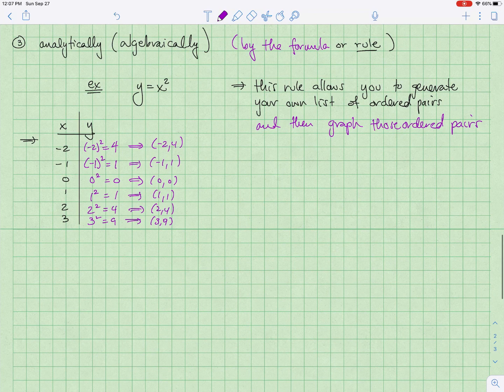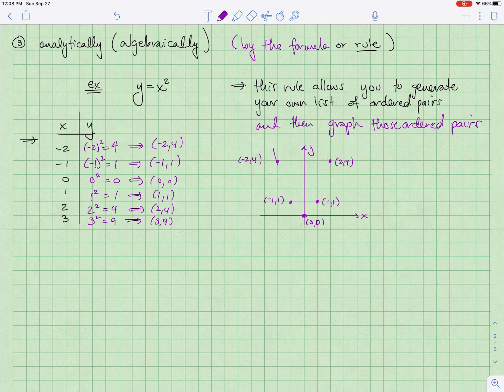So we might be able to plot those here. Let's see. Here's the x-axis, here's the y-axis. One of my ordered pairs is 0, 0. One of them is 1, 1. Negative 1, positive 1. Not sure why I wrote it like that. 2, 4. Negative 2, 4. And then 3, 9 is kind of way off my chart there, so I'll leave it off.